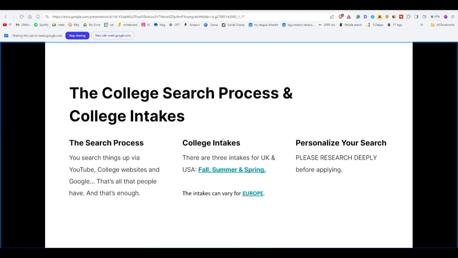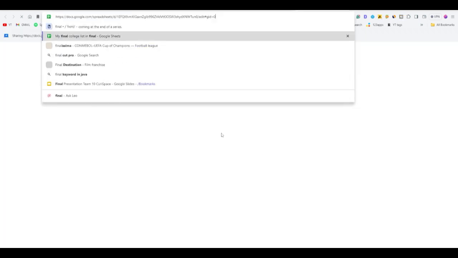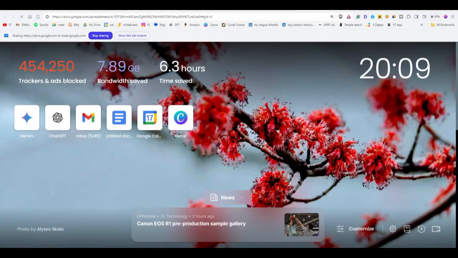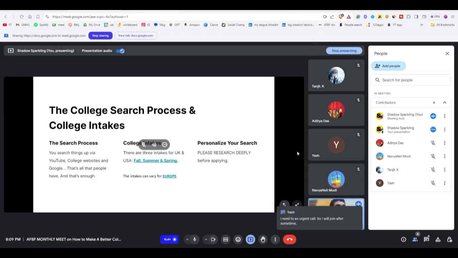Now the next point is personalizing your search. Research deeply before applying. Whenever you are making an Excel sheet, let me show you how a college list looks like. So these are some examples. Any doubts regarding anything? Yeah, sure. No issue. Yes. Go.